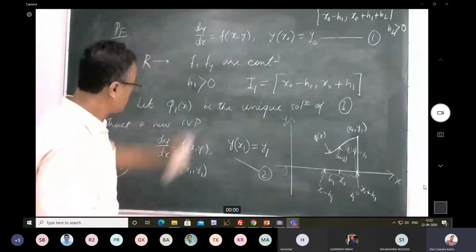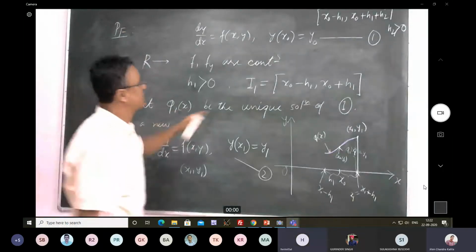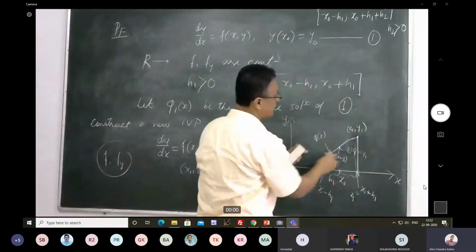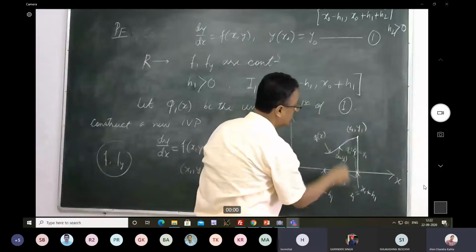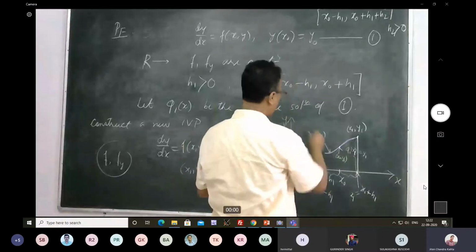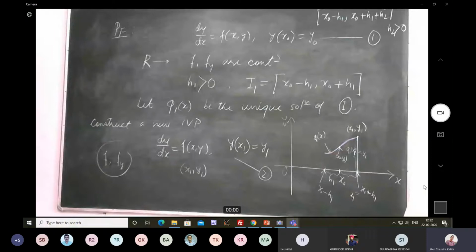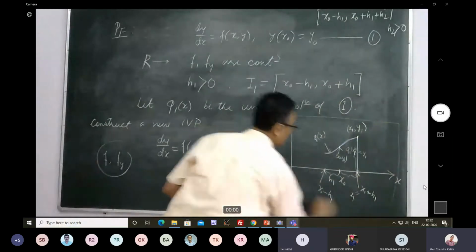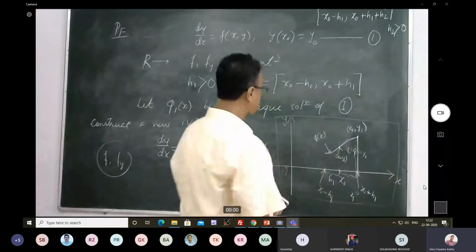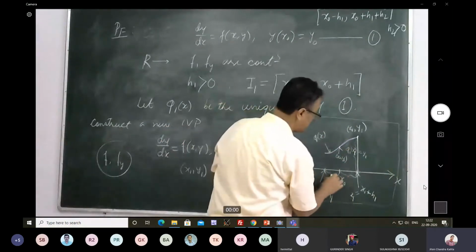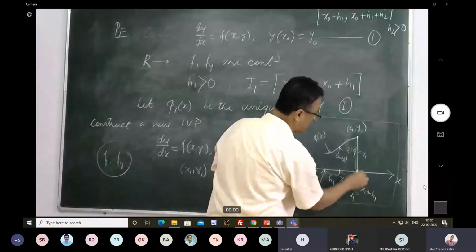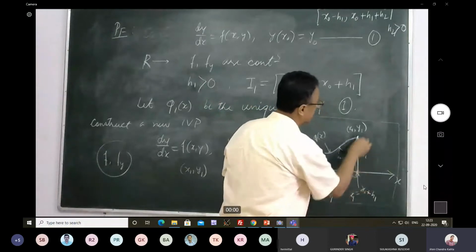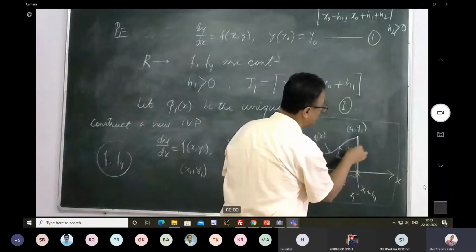And again, let me recall what we did. Now we are assuming that phi1 x is the unique solution of 1. This will be my pictorial depiction of the solution phi1 x. This is my x0, and an open rectangle is there somewhere, which encompasses this point x0, y0. If this length is h1, obviously this point is x0 minus h1, and this point is x0 plus h1. So if I assume that x1 equals x0 plus h1, obviously this length is simply phi1 x1.